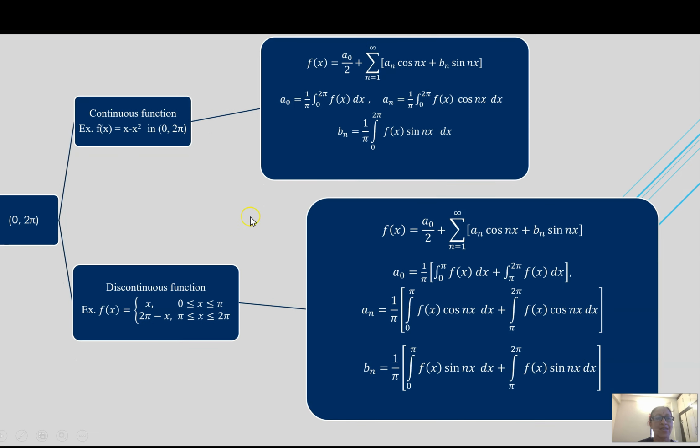Here in the interval 0 to 2 pi, the given function may be a continuous function or a discontinuous function. So how do you identify whether the given function is continuous or discontinuous? By observing the given interval. If the given interval is 0 to 2 pi, that means in a single bracket you find 0 and 2 pi, and the right hand side expression is a single expression, then that function is a continuous function. This is by observation we can guess whether the function is continuous or not.